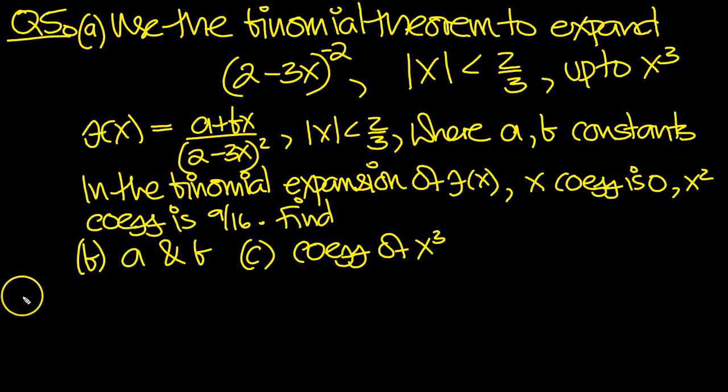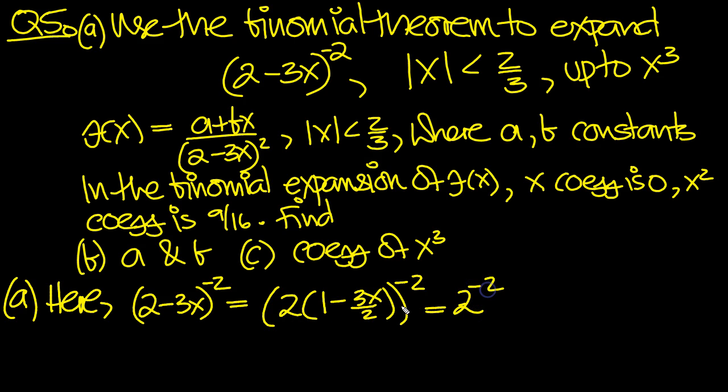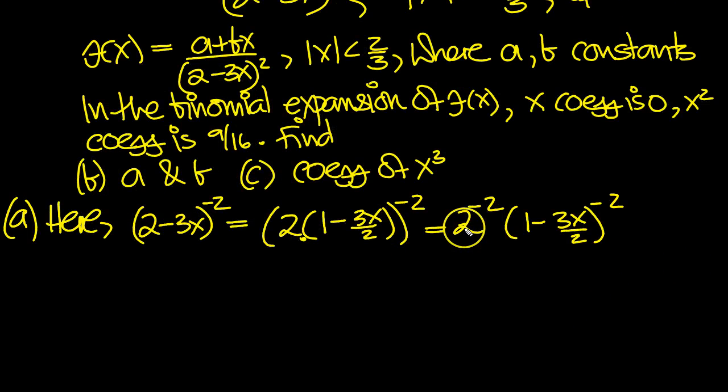First of all, the binomial expansion of 2 minus 3x to the minus 2. So 2 minus 3x to the minus 2 is equal to, take a 2 outside a bracket, 1 minus 3x over 2, all of that to the minus 2. Properties of indices now, that's 2 to the minus 2 times the second part of the product to the power minus 2. So what have we got then? We've got a quarter here, so that's equal to 1/4.